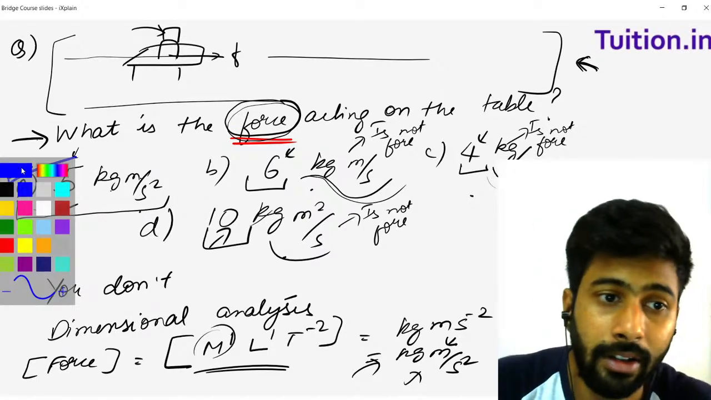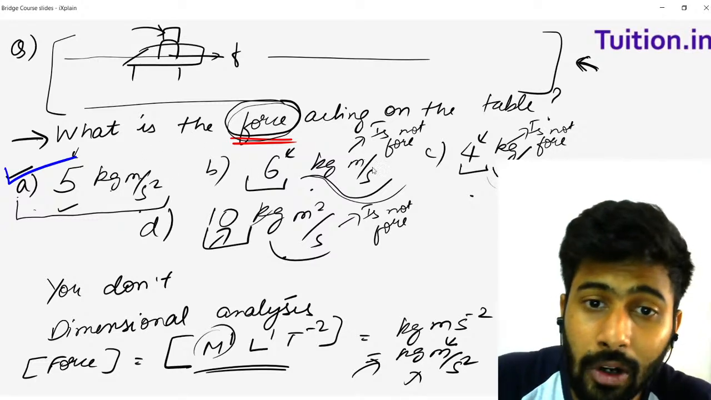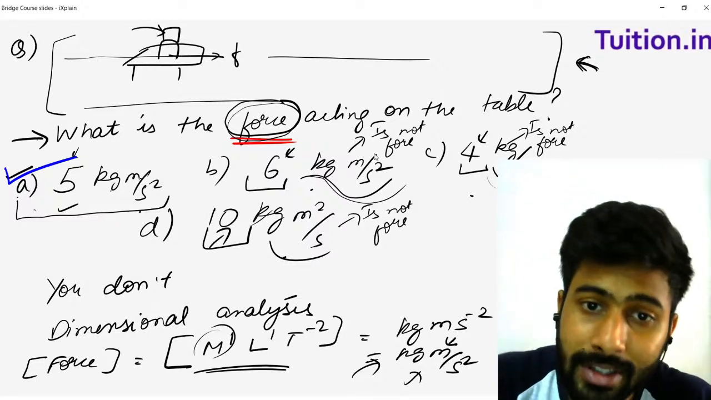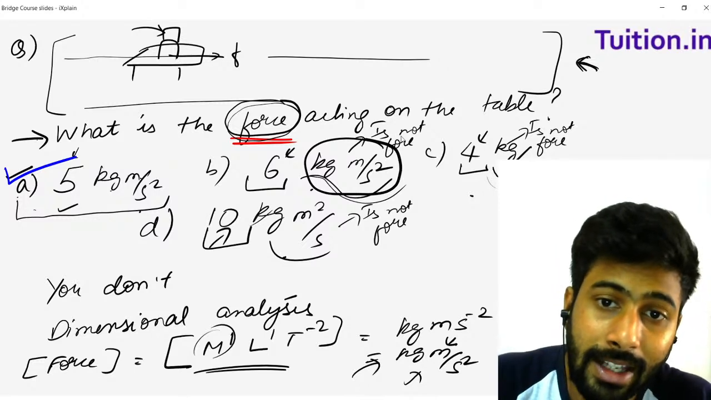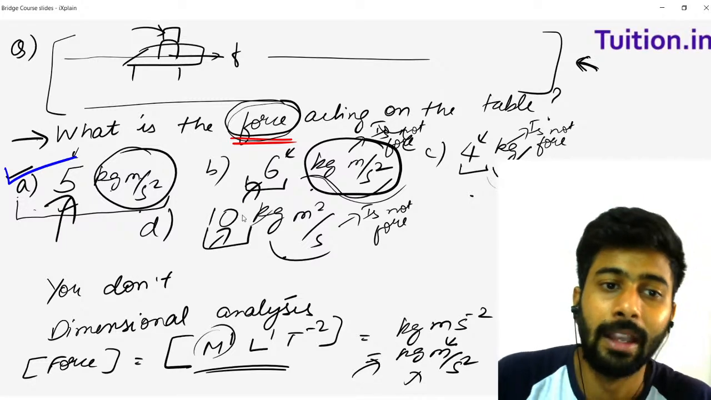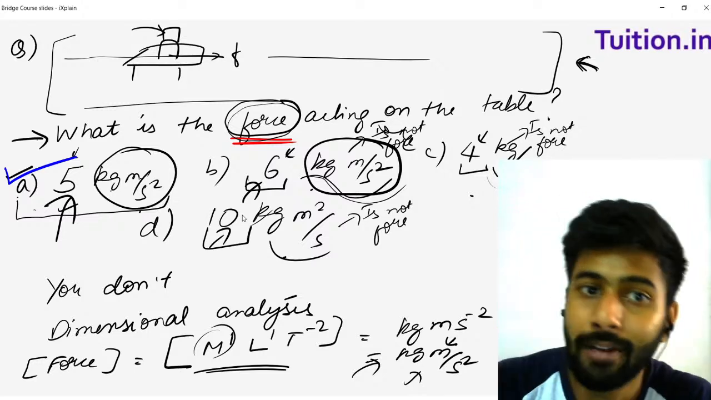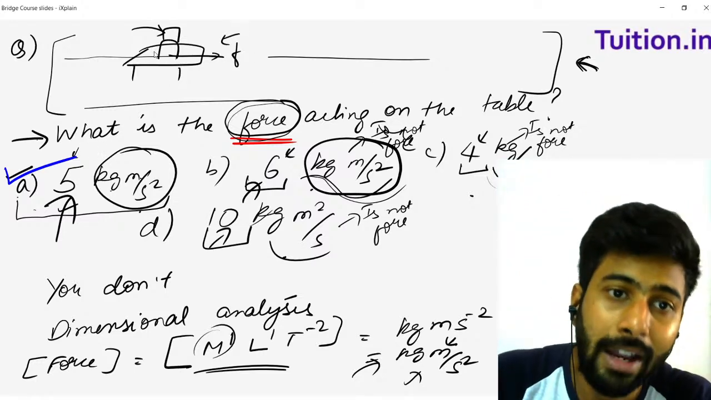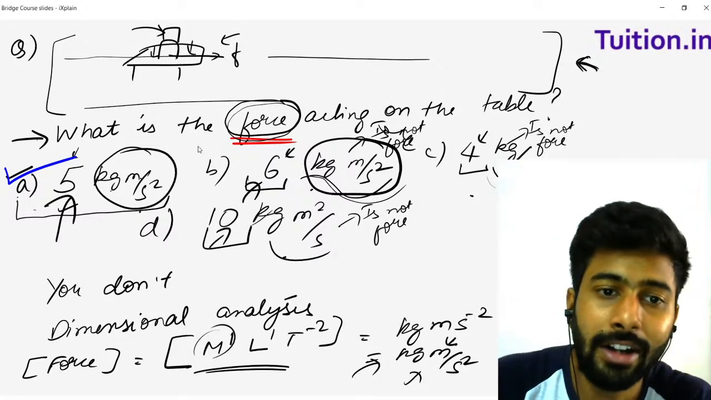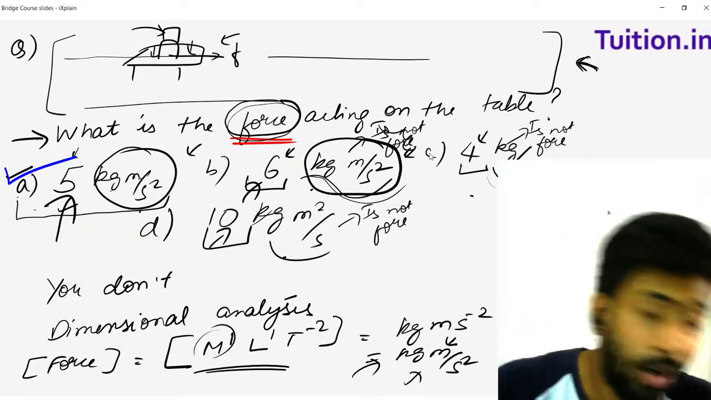But in case option B also had kg meter per second square, then I couldn't blindly choose A, because this is also force, and this is also force. Now I need to choose whether it's 5 or 6. When dimensions are right, then constants will matter. Then we'll have to solve the whole problem to see whether 5 Newton is acting on the table or 6 Newton is acting on the table. But if dimensions itself are different, then I can do dimensional analysis and get the right answer. I hope you got the point.